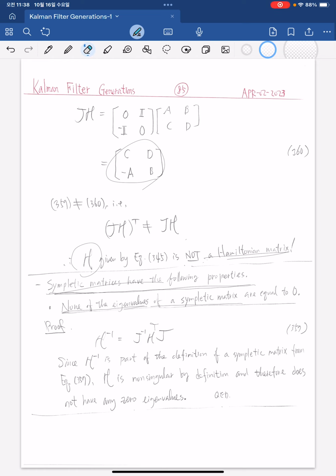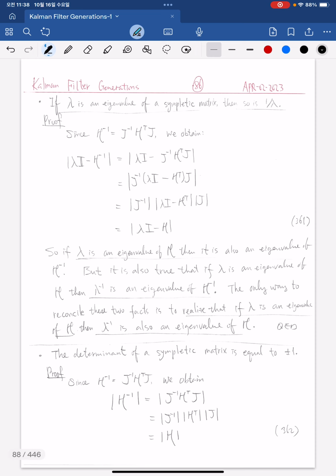Since H inverse, by the definition of symplectic matrix from equation 357, H is non-singular by definition and therefore does not have any zero eigenvalues. If lambda is the eigenvalue of a symplectic matrix, then so is one over lambda.